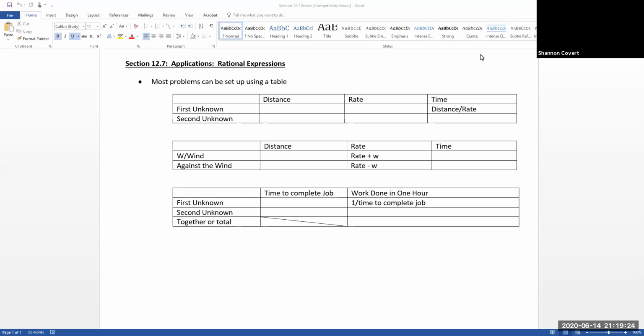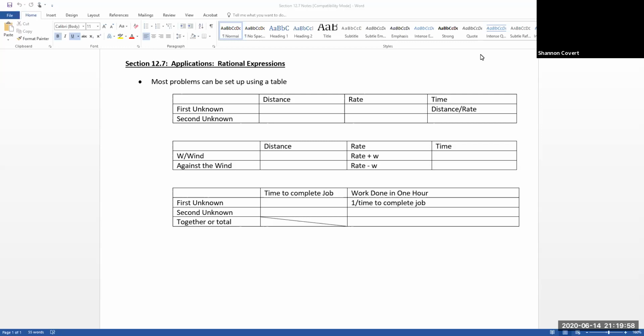The first one, you will have one unknown value and a second unknown value, and you will know distance, rate, or time. It'll just vary on what the problem is. But what you need to fill in is what you know in the table. So do you know the distance? Do you know the rate? Do you know the time? And the reason I have distance over rate in that area is because the majority of the time you're going to be changing time into distance over rate.